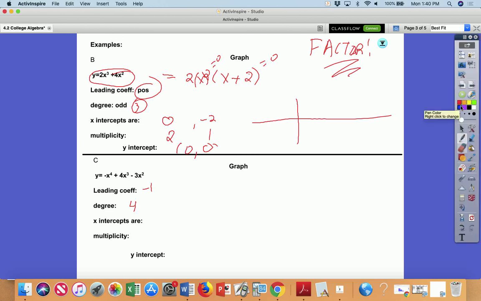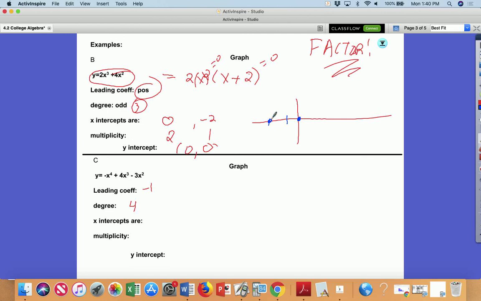Okay, so let's put our x-intercepts on there. So we got only 2 of them. We got an x-intercept at 0 and -2. I'm going to put tangent at 0, and I'm going to put that it crosses at -2. This point is an x-intercept and a y-intercept. Okay, doubles up.